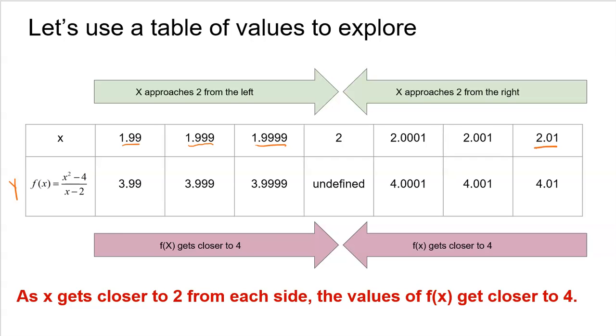Maybe he's at 2.01, and if I plug 2.01 into the function, I get 4.01. And then he gets a little bit closer, just a smidgen closer, 2.001, and then he becomes 4.001. And then he gets super duper close, 2.0001. And if he plugs that into the function, his y value is 4.0001.